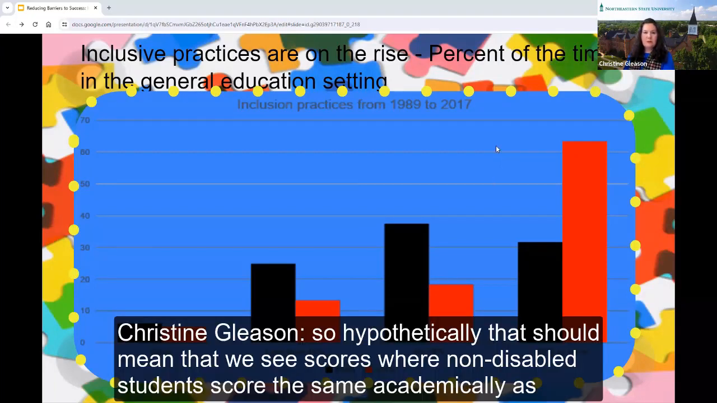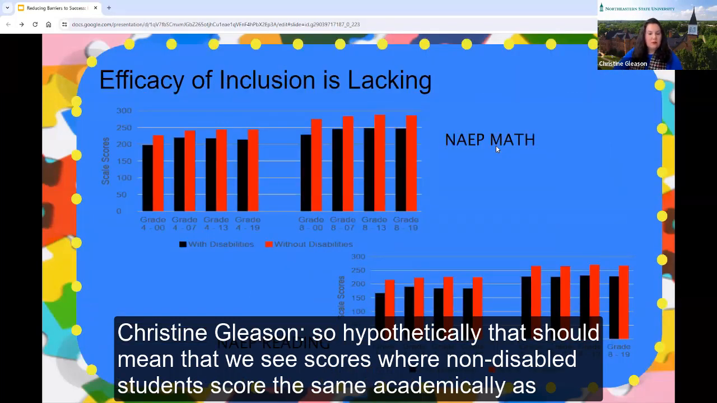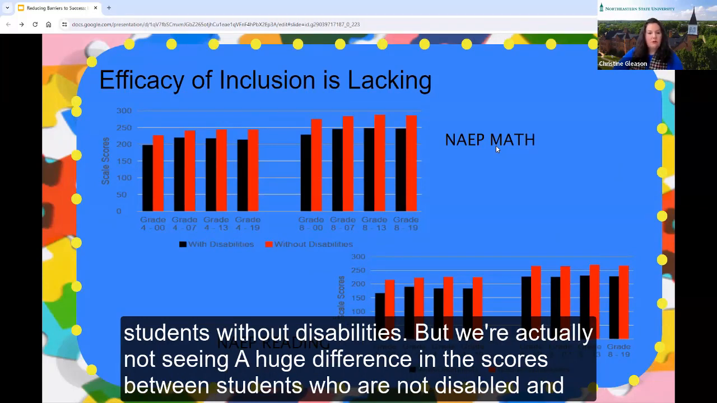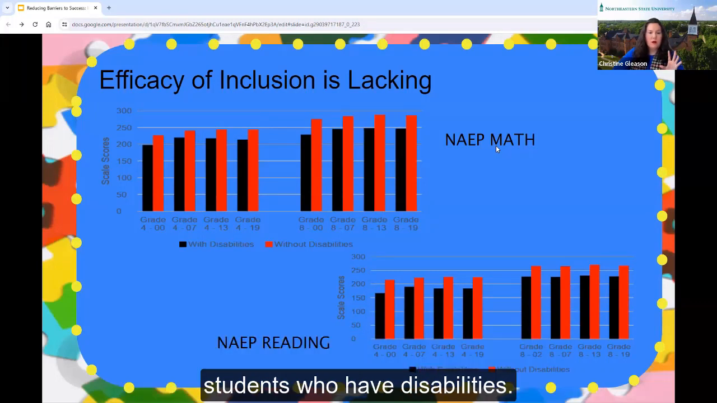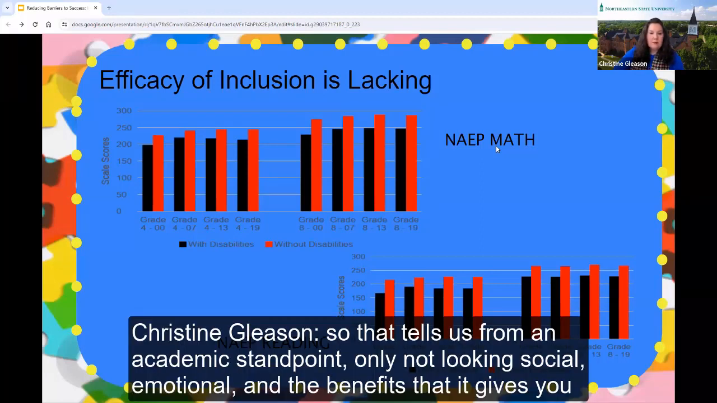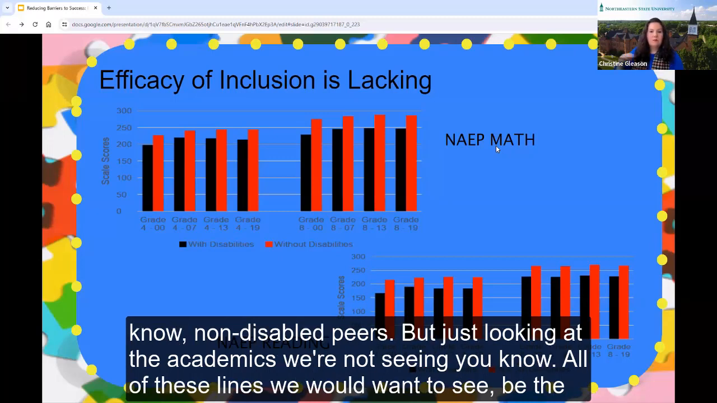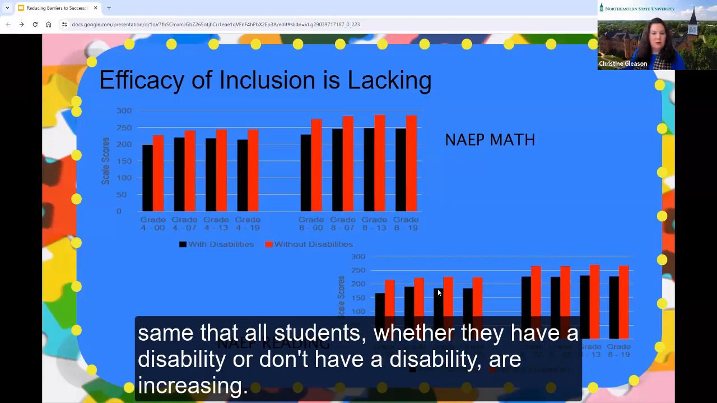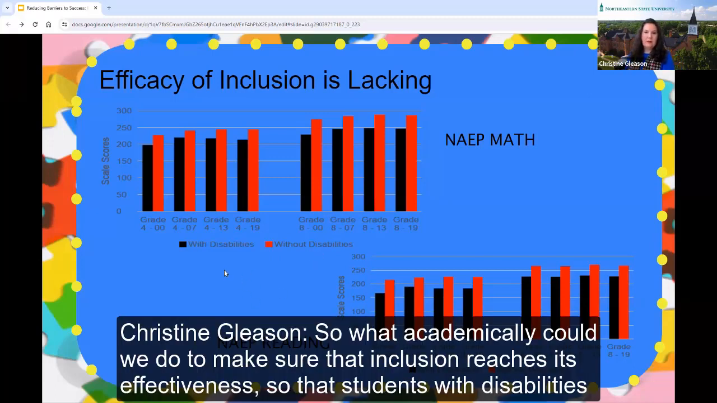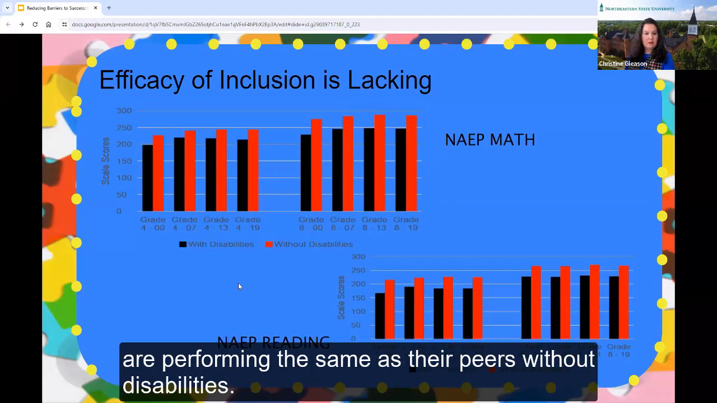So hypothetically, that should mean that we see students with disabilities score the same academically as students without disabilities, but we're actually not seeing a huge difference in the scores between students who are not disabled and students who have disabilities. So that tells us, from an academic standpoint only, not looking at social emotional and the benefits that it gives non-disabled peers, but just looking at the academics, all of these lines we would want to see be the same, that all students, whether they have a disability or don't, are increasing. So what academically could we do to make sure that inclusion reaches its effectiveness so that students with disabilities are performing the same as their peers without disabilities?